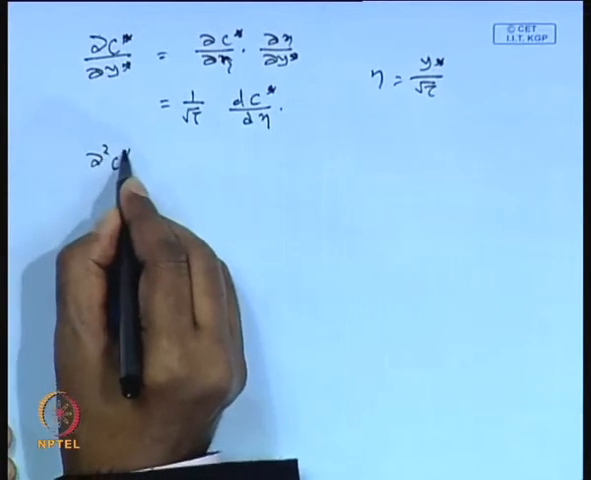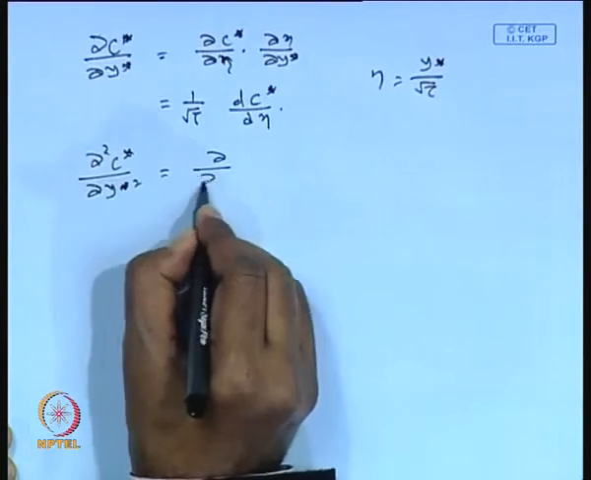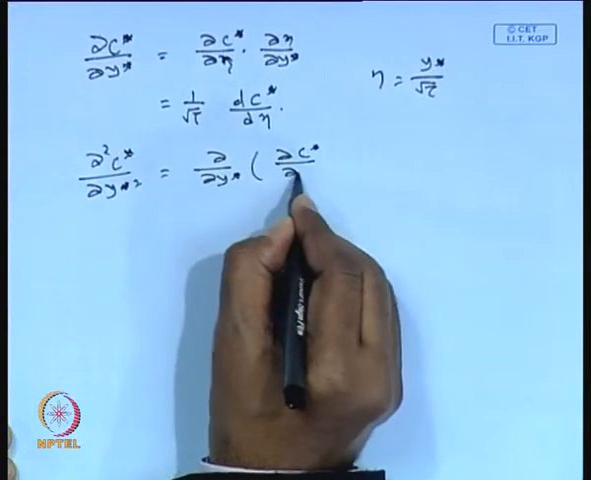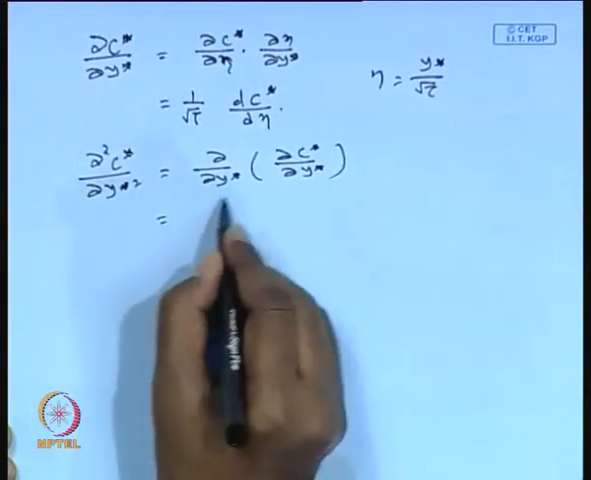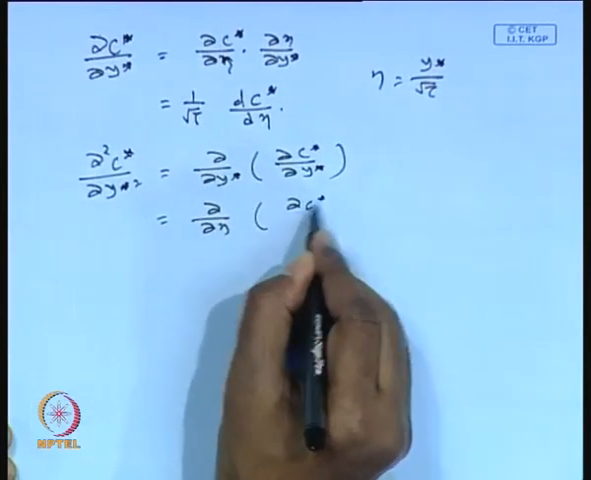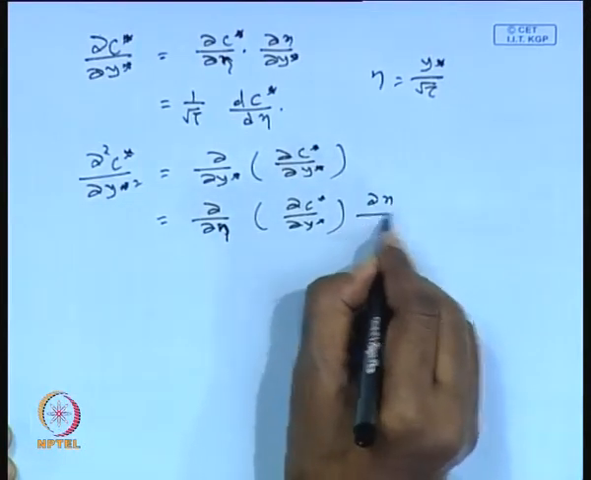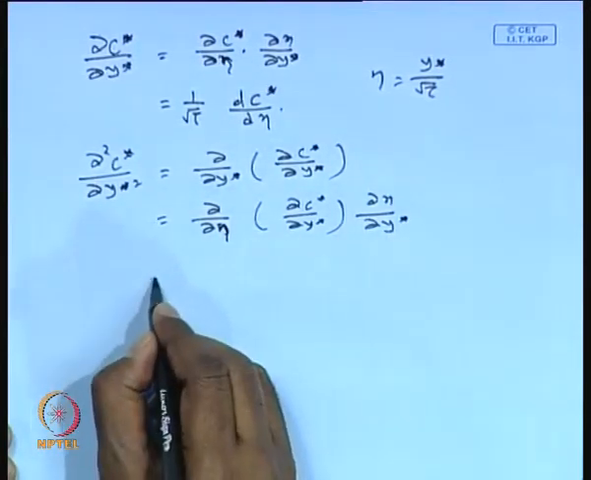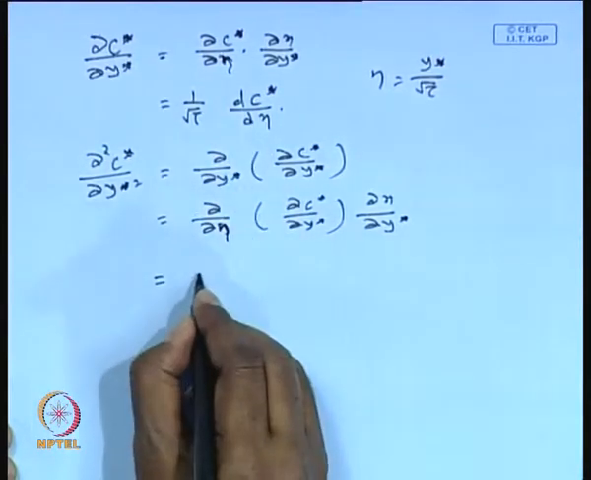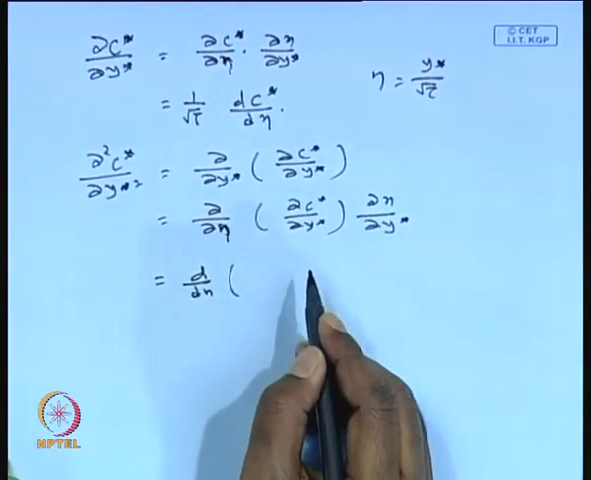And what is ∂²c*/∂y*²? ∂²c*/∂y*² will be nothing but ∂/∂y* times ∂c*/∂y*, right. Now, I replace ∂/∂y* by ∂η/∂y* times ∂/∂η, and ∂c*/∂y* remains the same. This becomes ∂η/∂y* using the chain rule of differentiation. And what is this ∂c*/∂y*? It is already expressed in terms of dc*/dη. So, this becomes d/dη, a total derivative, because concentration is now a sole function of η.